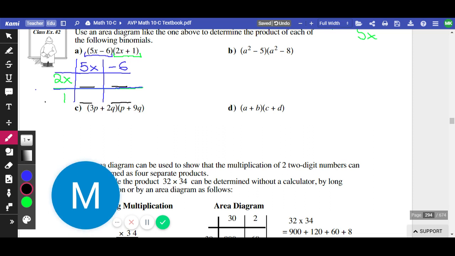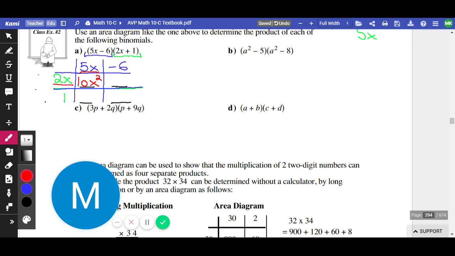To do that, you multiply the column and the row. So if we're looking at this first blank, we have 5x times 2x. Numbers with numbers, letters with letters. 5 times 2 would be 10. X times x would be x squared. We add the exponents.